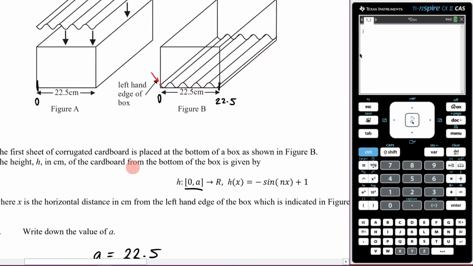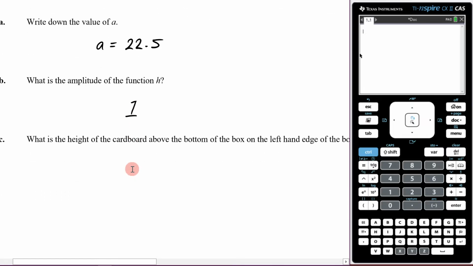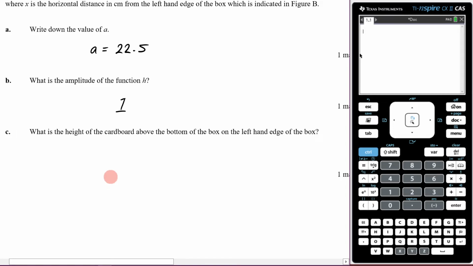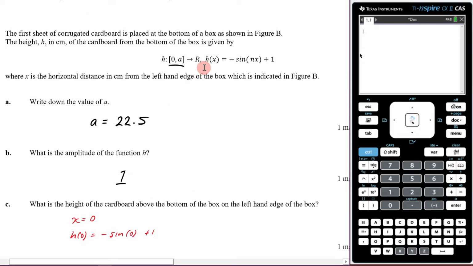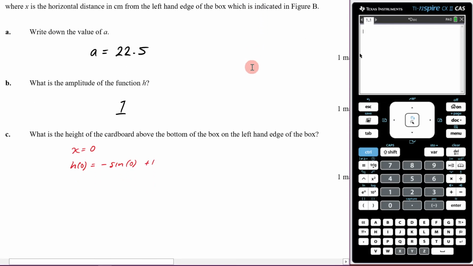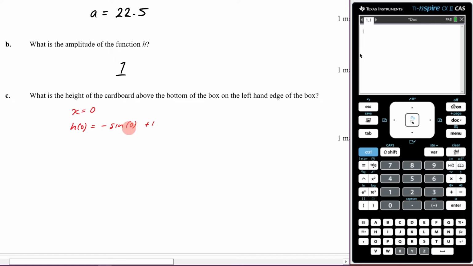Well, all that is simply h of 0. So if I come here, at this point, x is equal to 0. So I want to find h of 0. And I know that h of 0 is simply going to be negative sine of 0 plus 1, because I am just putting 0 into that spot right there. And if I do that, n times 0 is just 0, so that whole thing goes away. And then sine of 0 is 0, so it just means it's going to be 1. So therefore, 1 centimeter above.